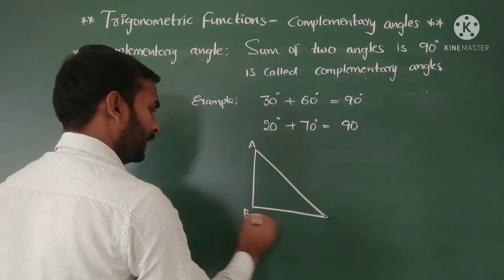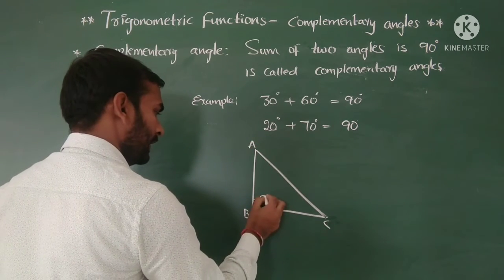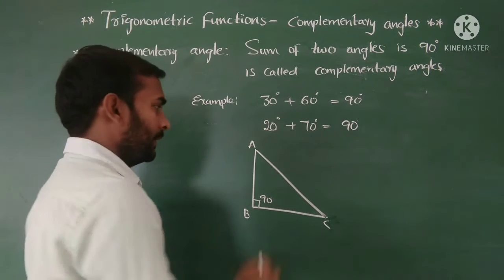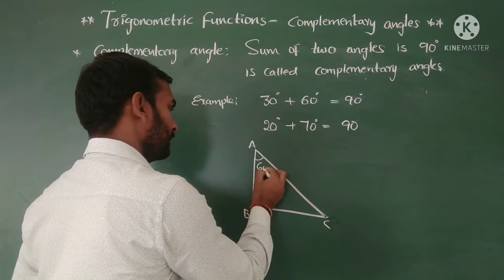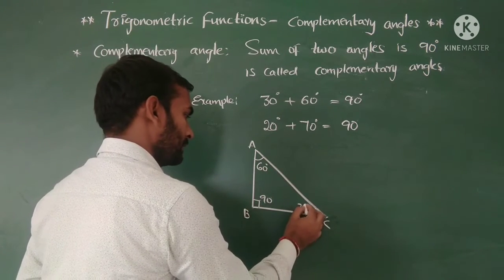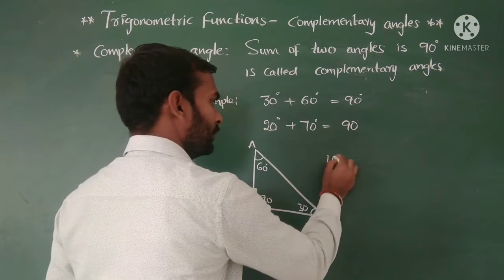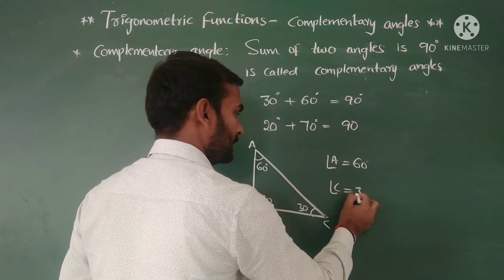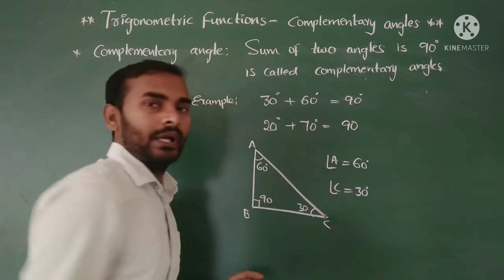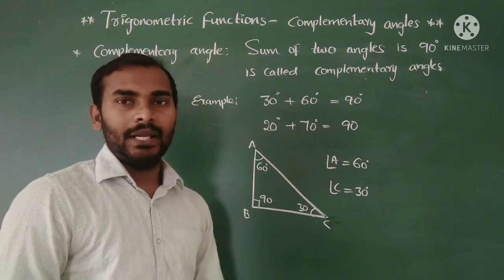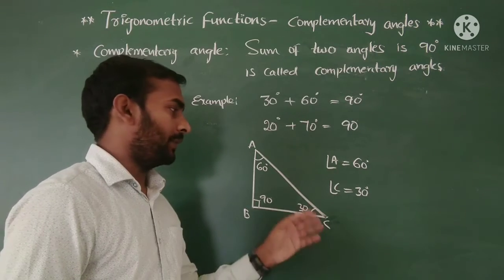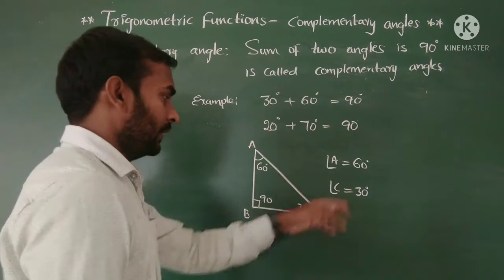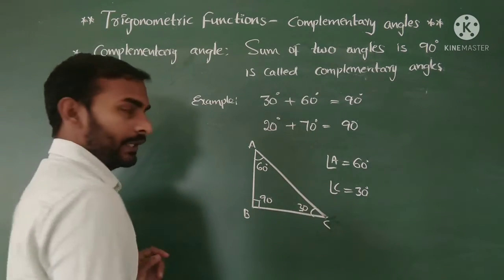ABC, a right angle triangle. This is 90 degrees. Okay, for example, this is 60 degrees and this is 30 degrees. Angle A is equal to 60 degrees, angle C is equal to 30 degrees. The sum of these two angles, 60 plus 30, is 90 degrees. These two angles are complementary angles. Okay, like one other example.